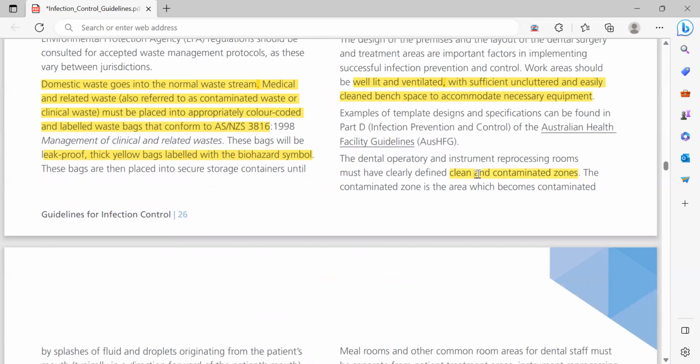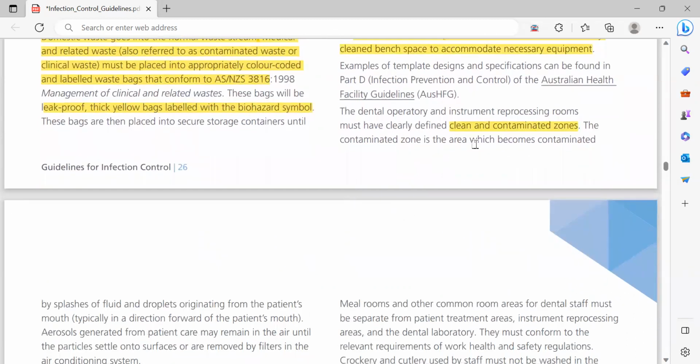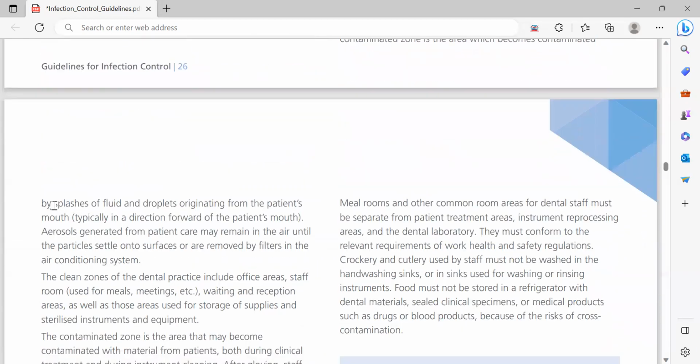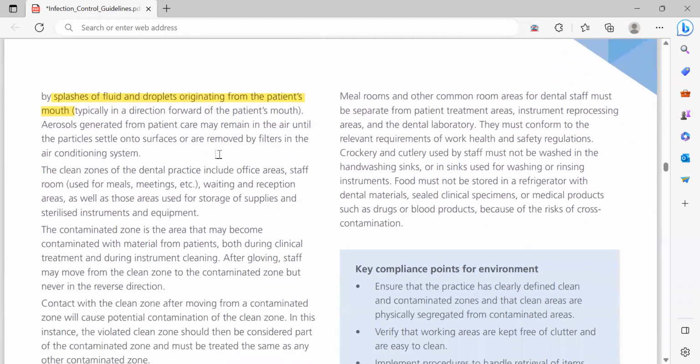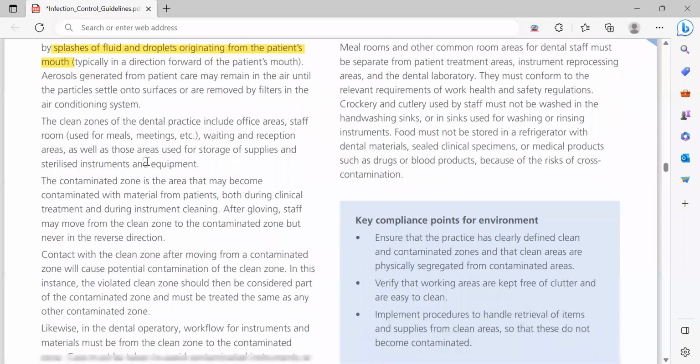The clean zone is where you will keep the supply of the instruments and where you will keep your clean things. The contaminated zone is where there would be splashes from the patient treatment, the area which becomes contaminated by splashes of fluid and droplets originating from the patient's mouth. Aerosol generated from patient care may remain in the air until the particles settle onto surfaces or are removed by filters in the air conditioning system.